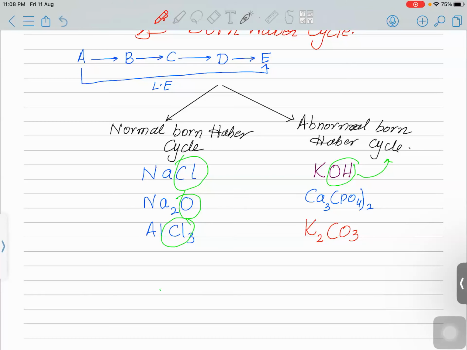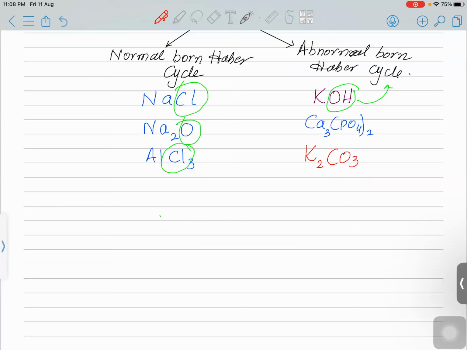Now, another identification of the abnormal Born-Haber cycle: equations are given. If equations are given, it means it is abnormal, and you just follow the abnormal Born-Haber cycle method. So there are two identifications of the abnormal Born-Haber cycle. Number 1, the anion has two or more elements. Number 2, equations are given in the question.